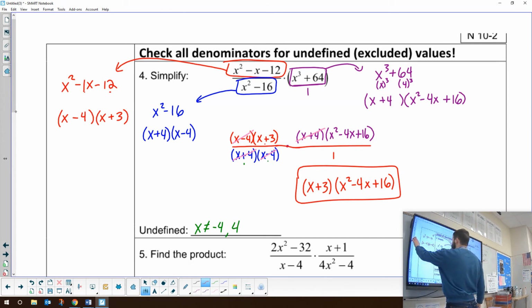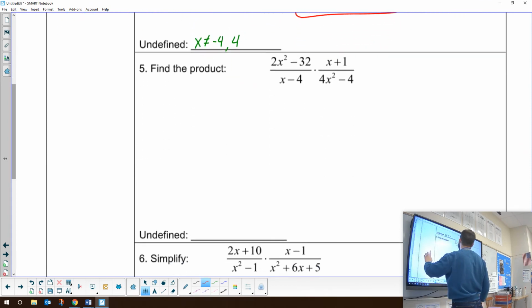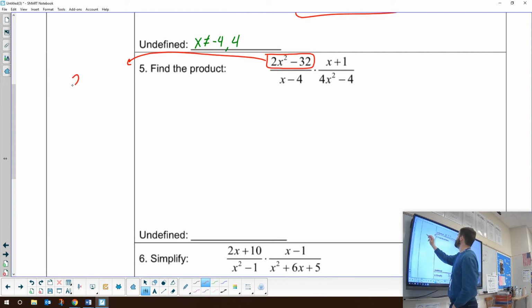All right, moving on. Let's take a look at number 5. So number 5, once again, we're going to factor piece by piece, right? So let's start off. Let's factor the top one here, this 2x squared minus 32. We can factor that out over here.